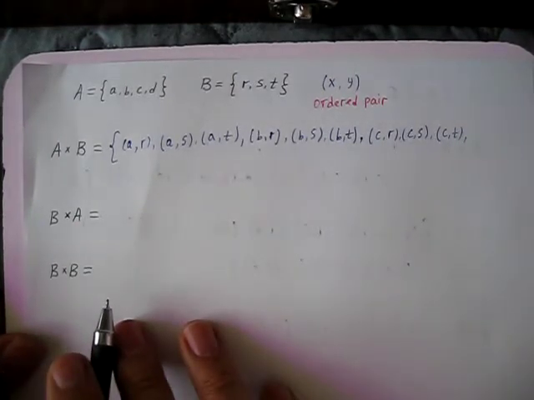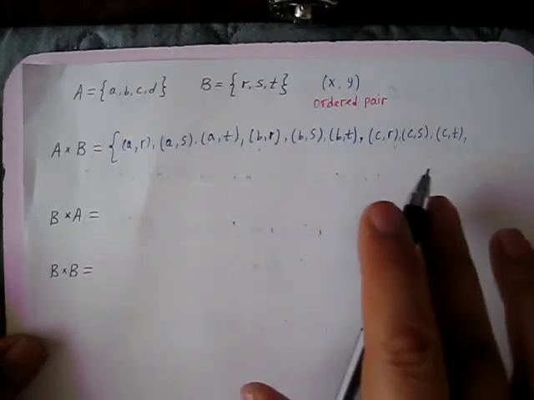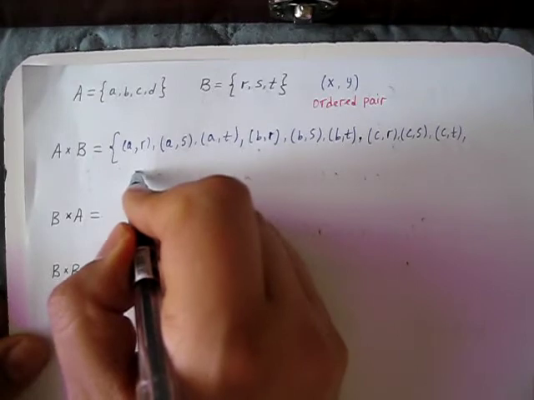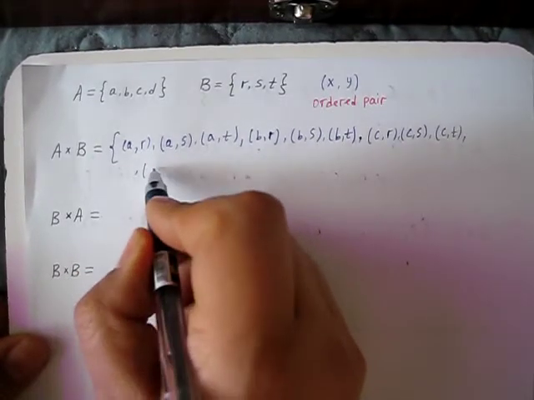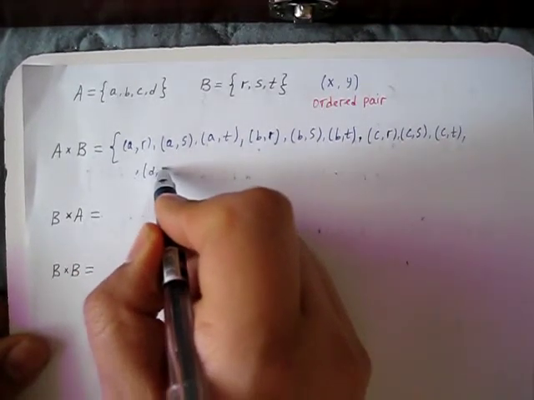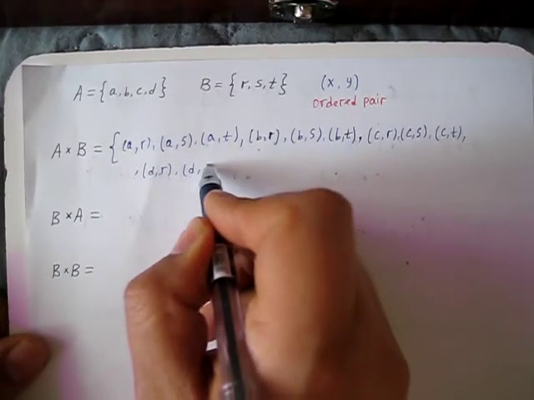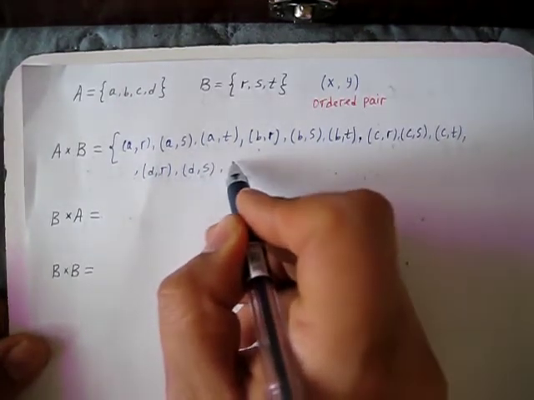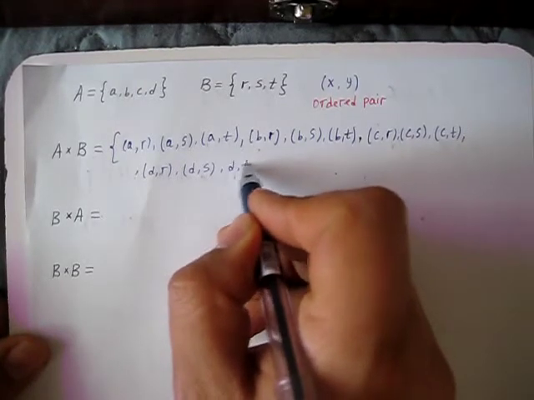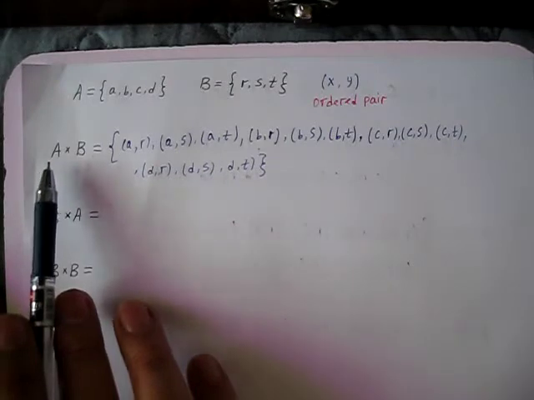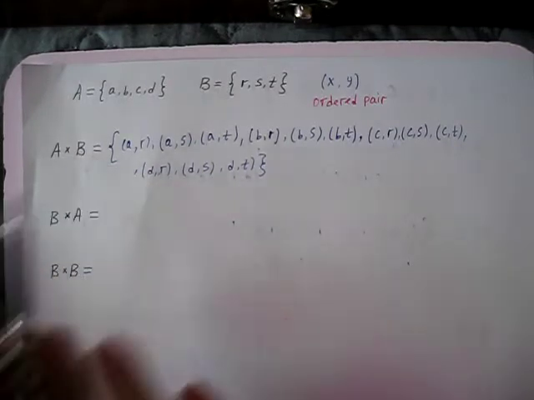Okay, and the last set of ordered pairs will be with D. I'll write here D and R, D and S, and the last one will be D and T. Okay, that's a cross product, A cross B.